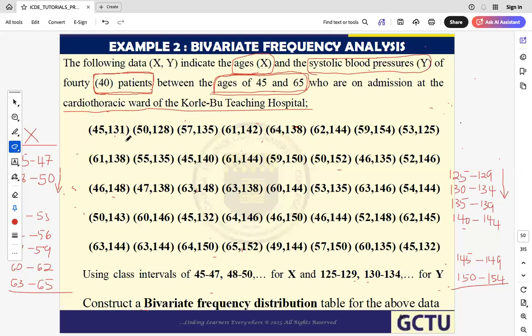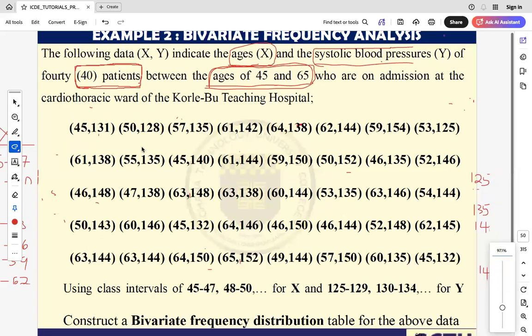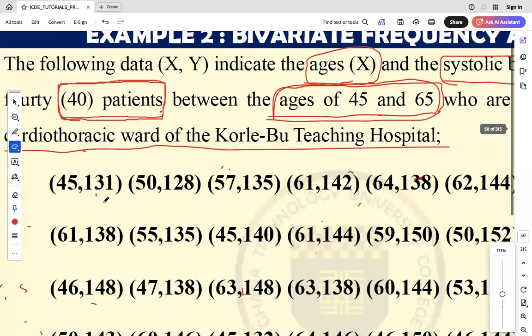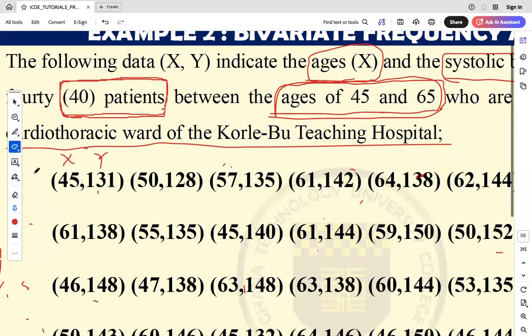Now, that is the recording. So if you see 45, 131, it means the 45 is representing X, which is the age, and then the 131 is representing Y, which is the blood pressure. In other words, the first patient is 45 years, and then the blood pressure that was recorded is 131.